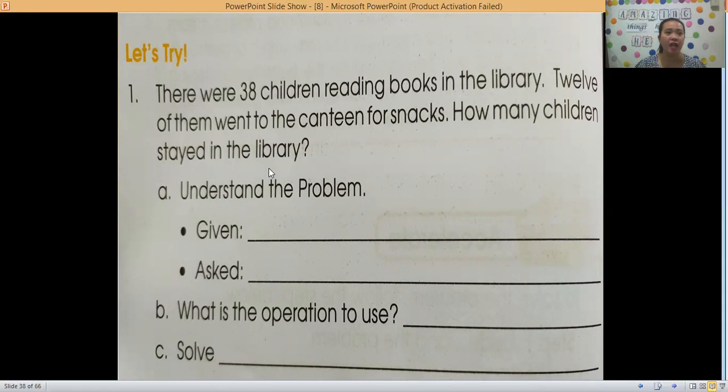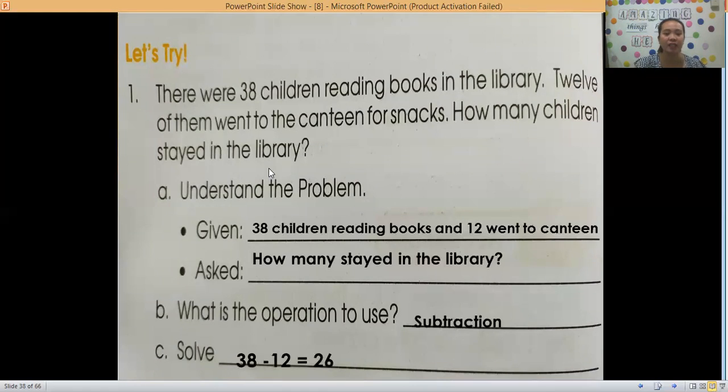So you know already what operation we're gonna use. We're gonna use subtraction. So what is the given? We have here 38 children reading books and 12 went to the canteen. So how many stayed in the library, or how many are left in the library? What is the operation used? Of course, it is subtraction. Solving: 38 minus 12 equals 26.